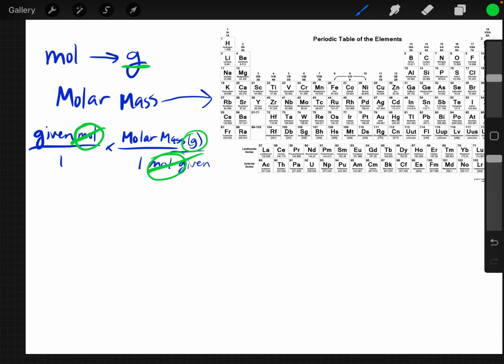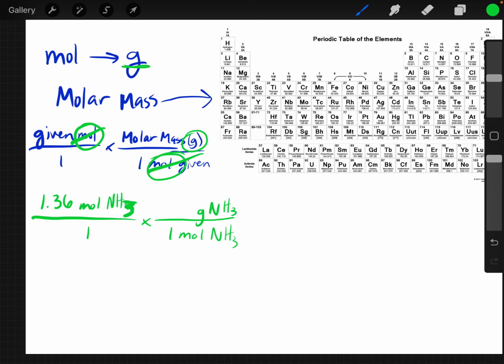So let's look at this problem. Let's say we have something like 1.36 moles of ammonia. Oops, ammonia, that's a 3. Oh dear. Okay, over 1. And I'm going to say times. I need to find the molar mass of ammonia, and then I need to put it over 1 mole of ammonia.